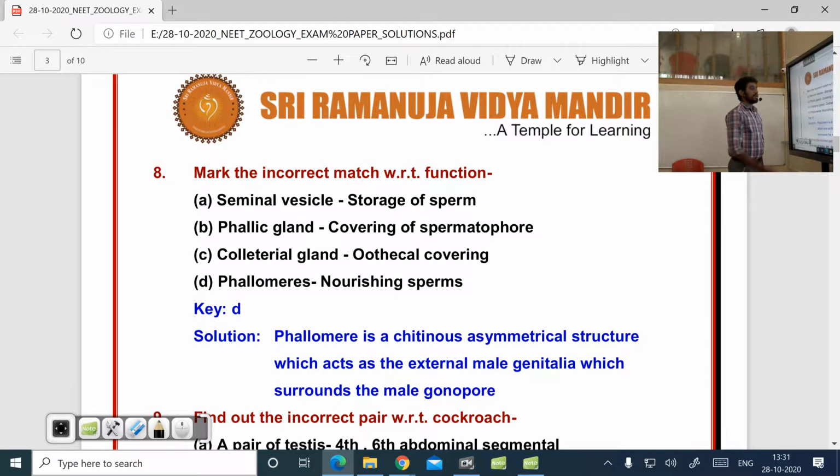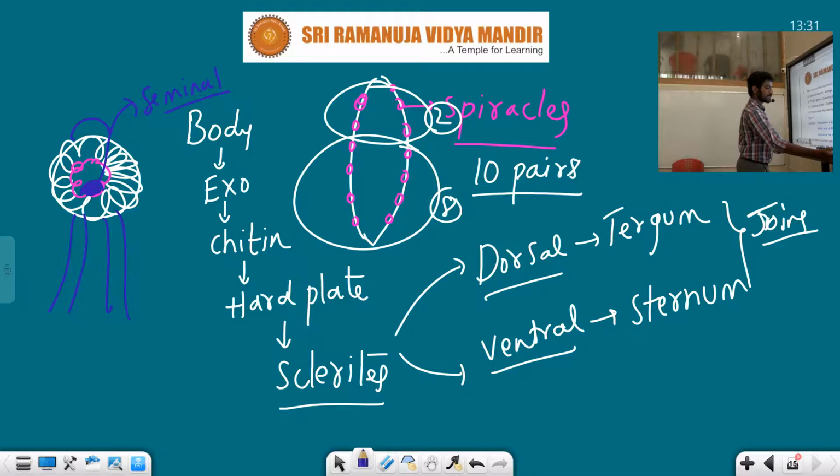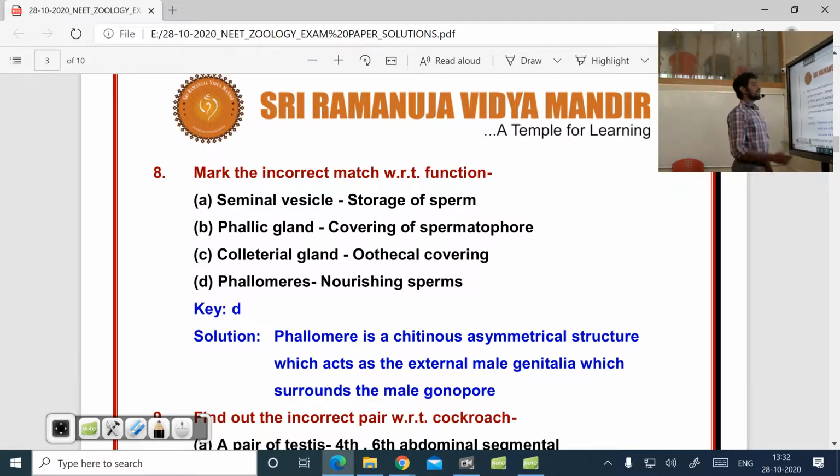Now, phallic gland covering the spermatophores. Yes, this is also a correct option. Here the spermatophores are available. A group of sperms is arranged in the form of a spermatophore, and the phallic gland covers the spermatophore. This is also correct, so B option is also correct. Next, the other one is collateral gland, an oothecal covering. Generally the collateral gland is found in the female reproductive system.